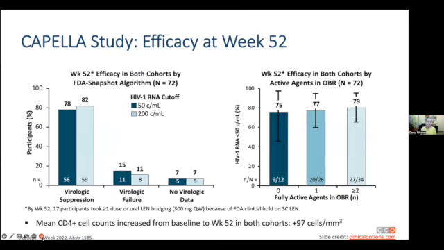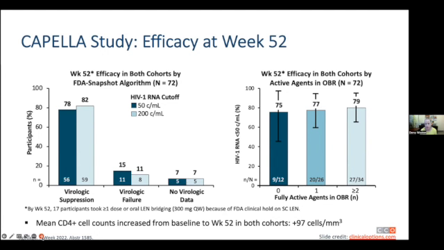So here are the pooled data from both the randomized as well as the non-randomized groups in terms of virologic suppression at week 52 by FDA snapshot. And so you can see that an impressive number, 78% of all of the patients had virologic suppression less than 50, and 82% had a viral load less than 200. There were some virologic failures, which I will come back to in a second on the next slide.